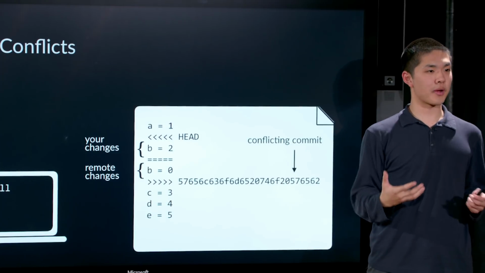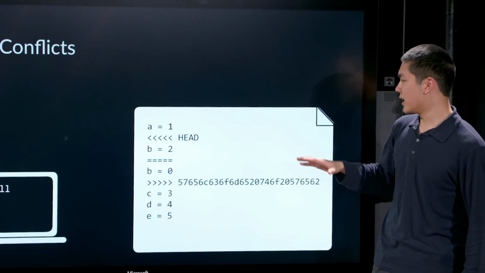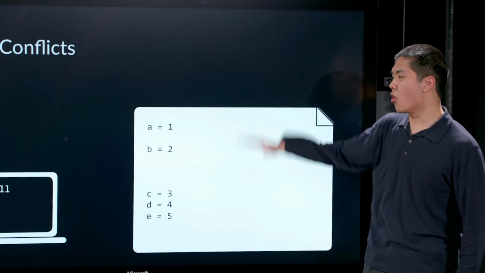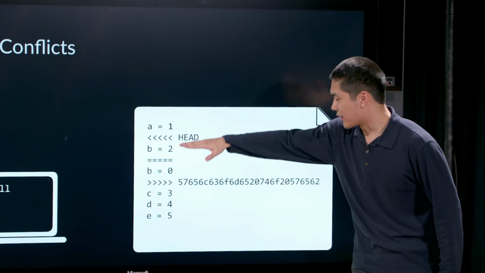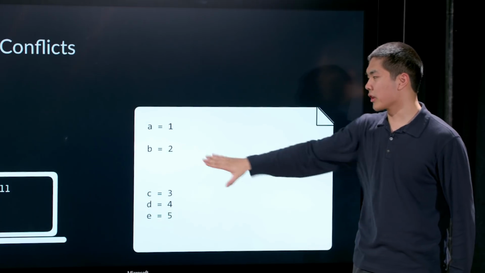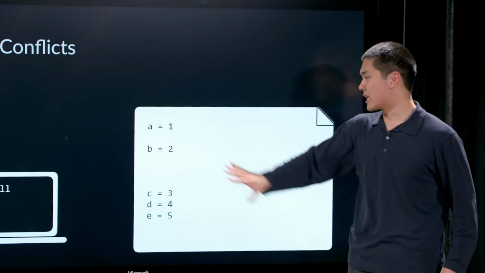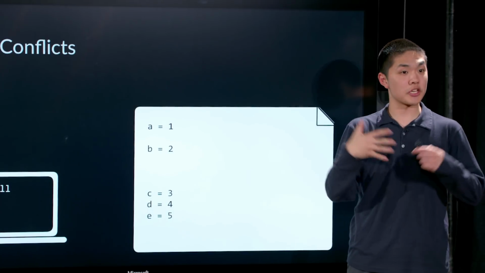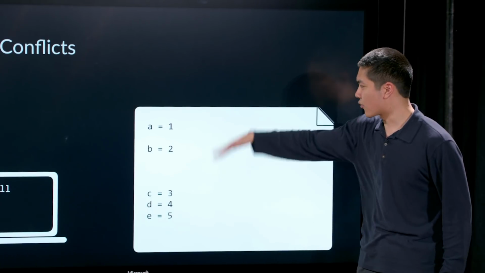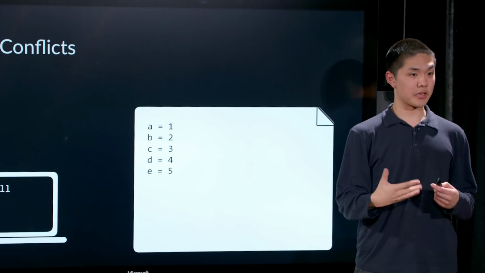So what do you do in a situation like this? All you need to do is remove all of the lines you don't want, remove all of those less than, equal, greater than lines, and also remove whichever part of the code you didn't want, leaving only the version that you want to be merged together, and then get rid of any of that extra white space, and then you can commit the result.